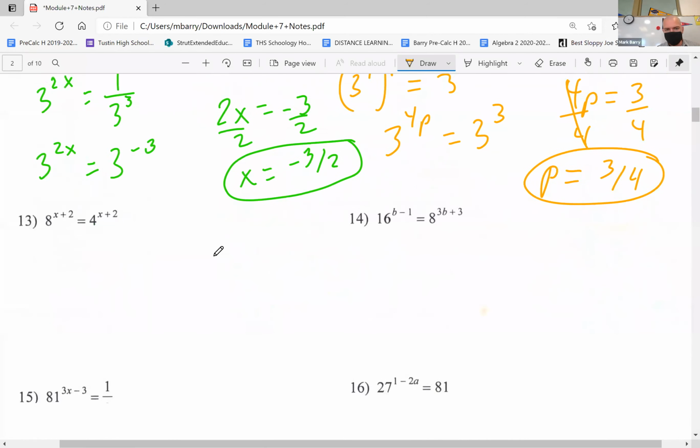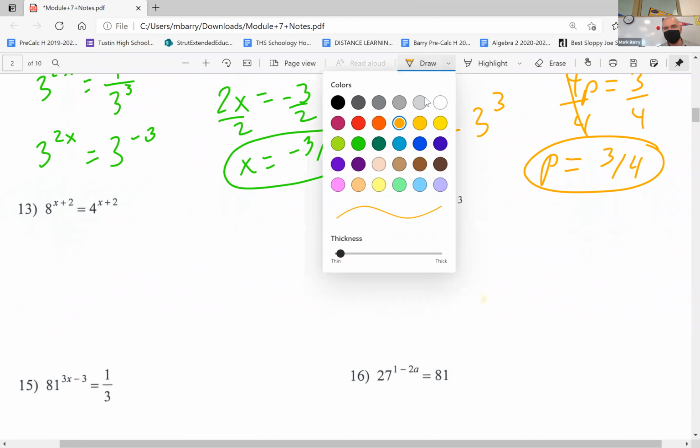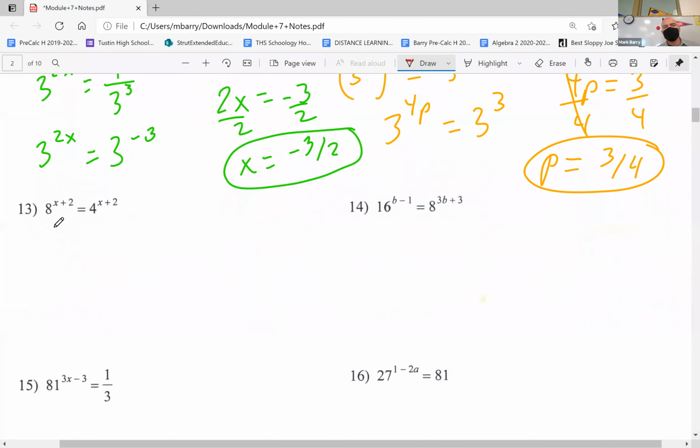Okay, so number 13 is going to be kind of similar to number 12 that we just did. So let's try this one out. I got 8 and I got 4. Once again, I'll look at the bigger one, 8. Can I write 8 as 4 to some power? I'm going to say no. 4 squared is 16, right? It's already too big. So I'm going to have to rewrite both of these, okay?